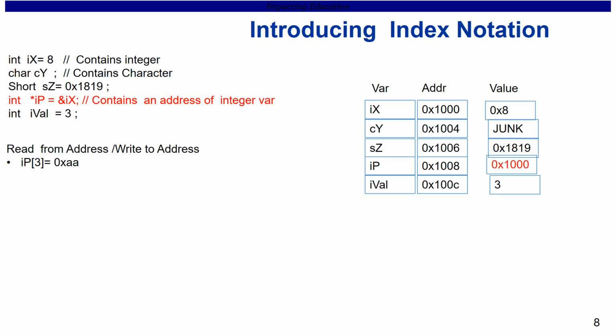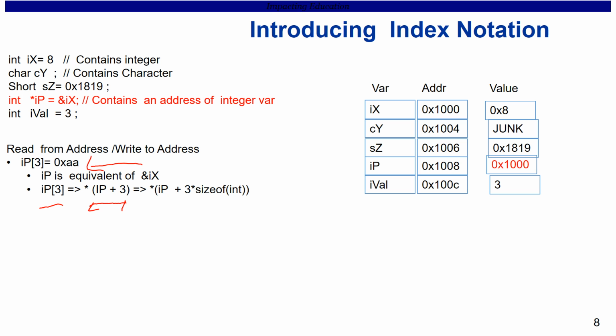As far as the compiler is concerned, IP of 3 equals 0x is exactly the same as IP is the same as and of IX. We saw that. So IP of 3 is the way the compiler interprets it: IP of 3 is the same as star of IP plus 3. That's the interpretation by the compiler, not by me, but the compiler. Star of IP plus 3. Now remember this is address arithmetic, not normal arithmetic, and IP contains the address of an integer.